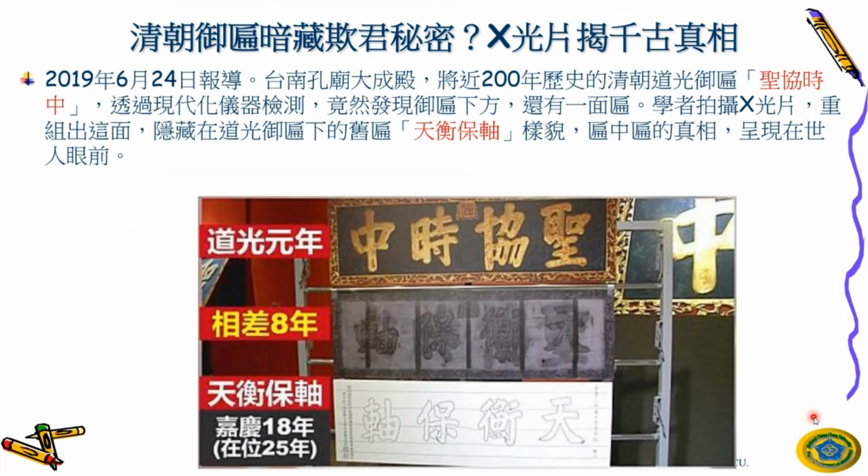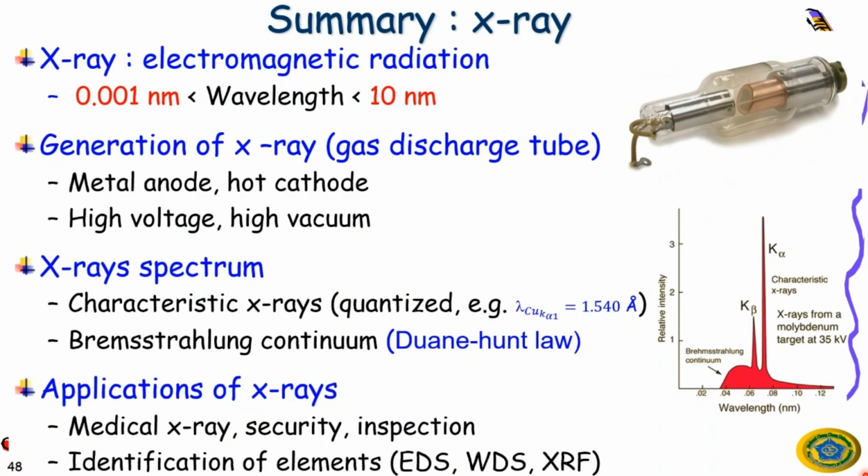In Taiwan, you can also find this. Now, if you go to Tainan, you can see these 4 characters in a temple. But it was not like this 8 years before; it looked like this. Then they changed these 4 characters to become this. So they used X-ray to find this out. Right, so this is the summary.